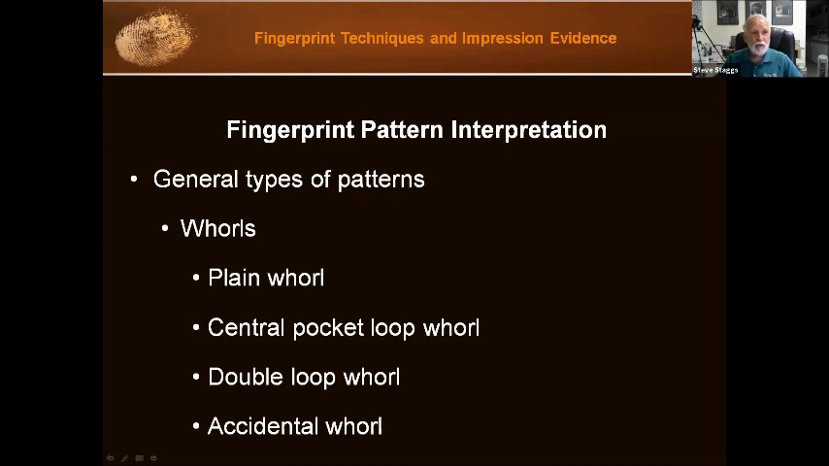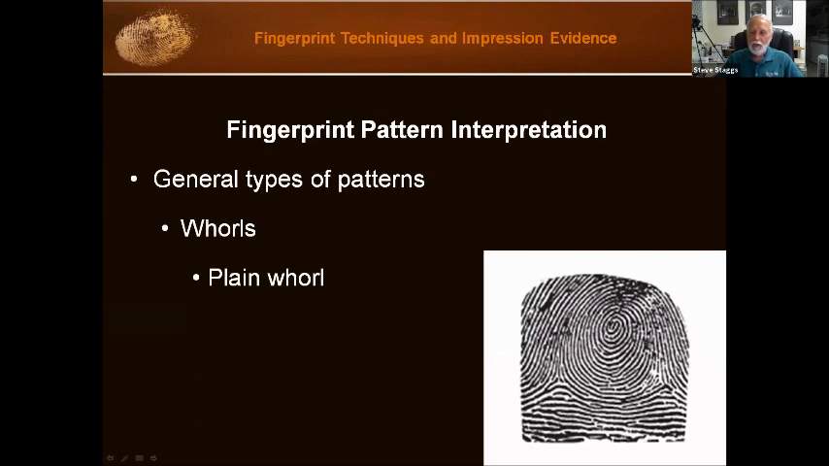30 to 35% of fingerprint patterns are whorls. And there are four subdivisions of whorls. There is the plain whorl, the central pocket loop whorl, the double loop whorl, and the accidental whorl. So let's see what those are, how to identify them. So a plain whorl. It's so obvious. You look at it and it looks like a whirlpool right in the middle here.